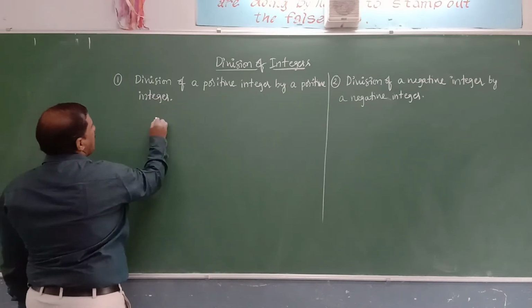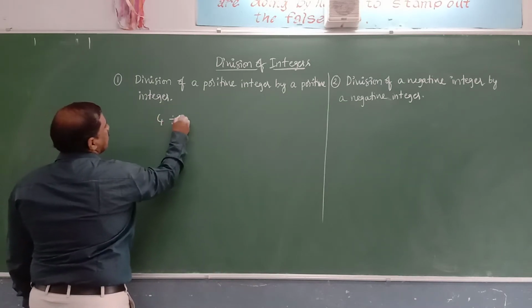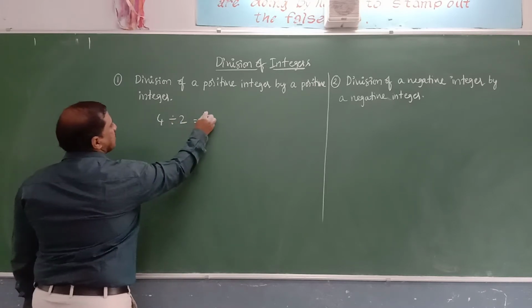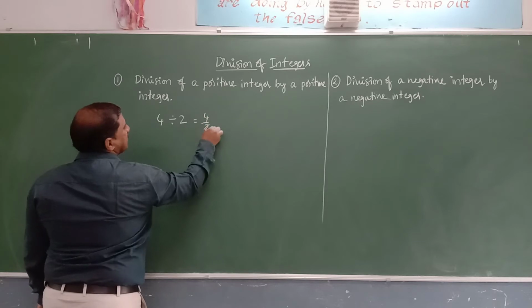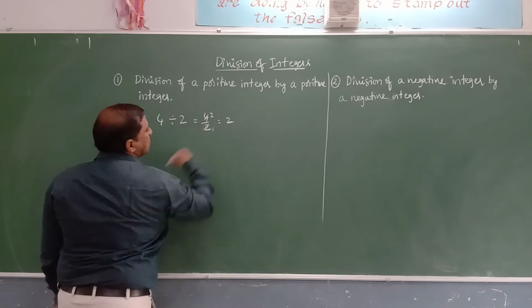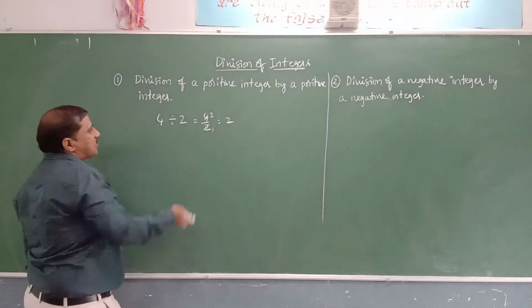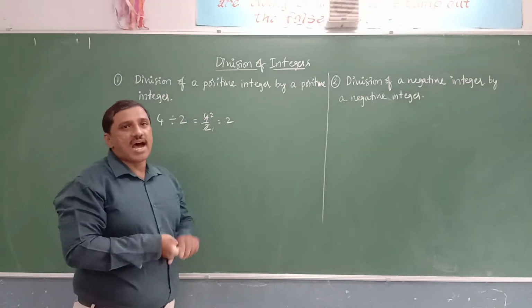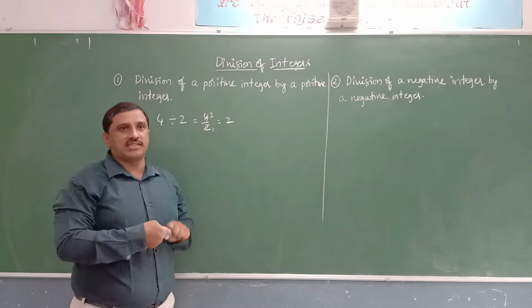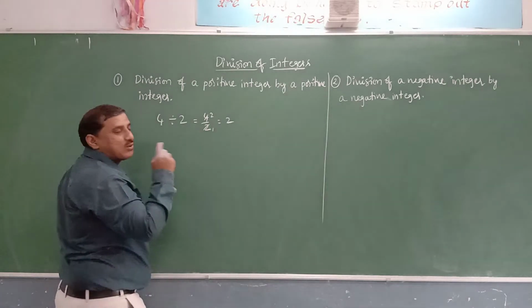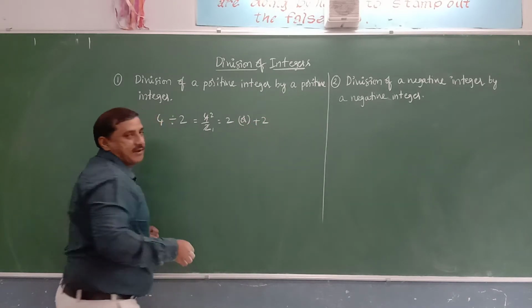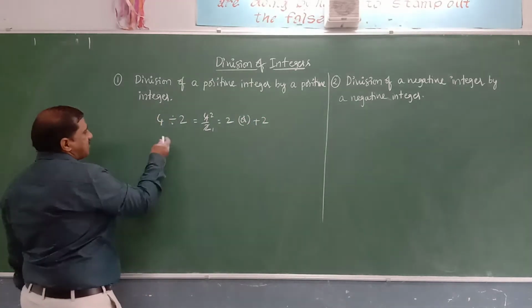See, for example, 4 divided by 2. How to divide 4 by 2? 2 ones are 2, 2 twos are 4, we got 2. Ignore the signs as they have the same sign, divide the numbers as whole numbers and put the positive sign. That is 2, plus we won't keep.